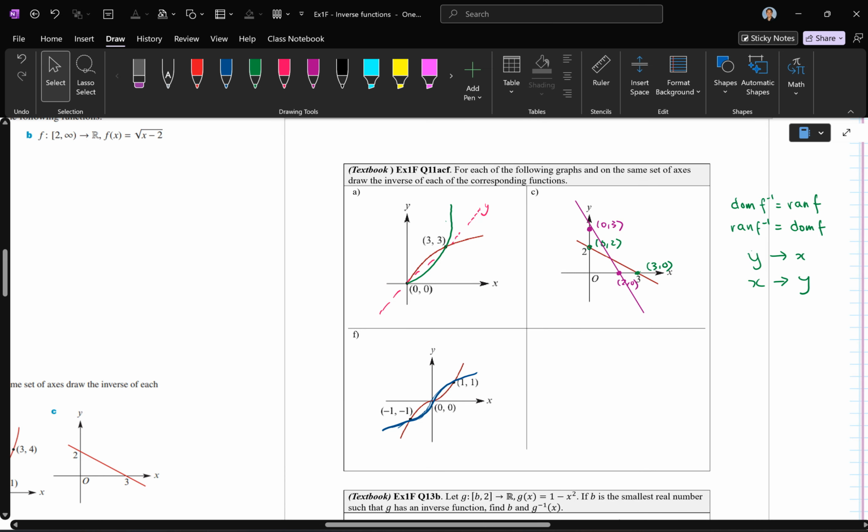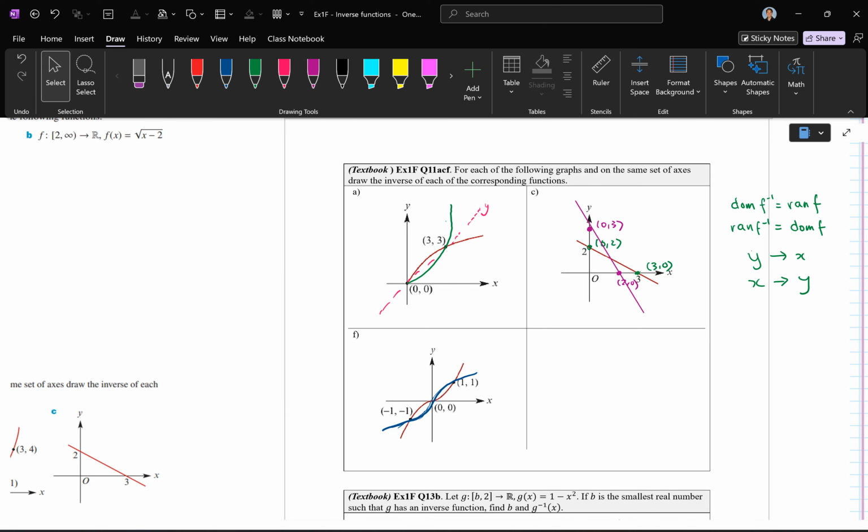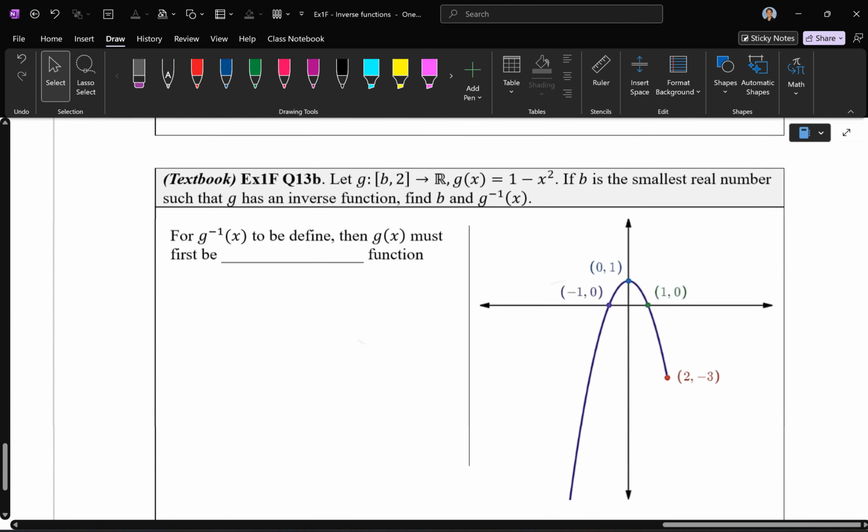And then putting all that together, using your understanding about one-to-one functions and the fact that the domain becomes the range and the range becomes the domain, have a look at this question.